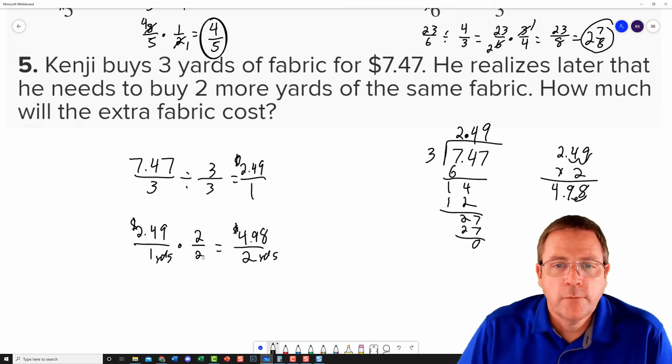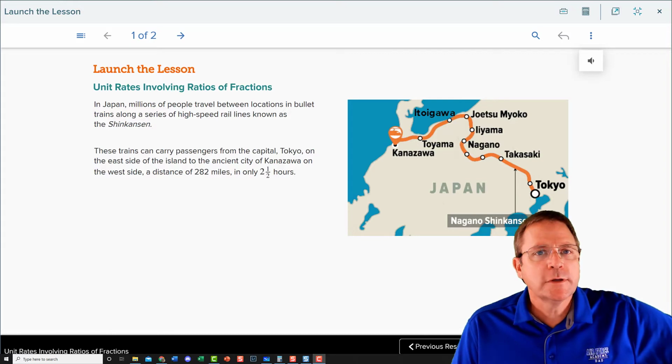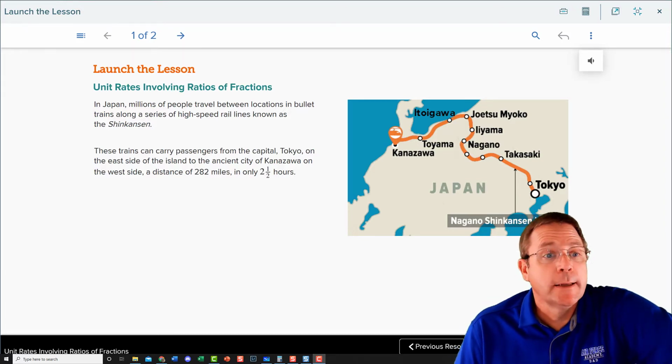That is showing your work, folks. That's what I would expect to see on these problems. And now it is time to actually get into our lesson.